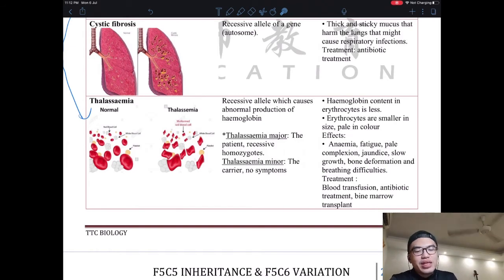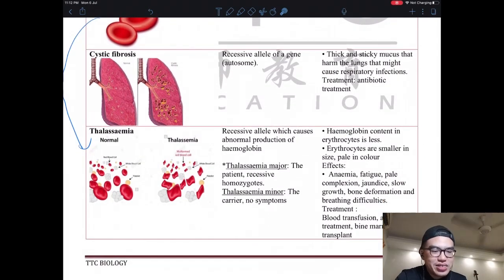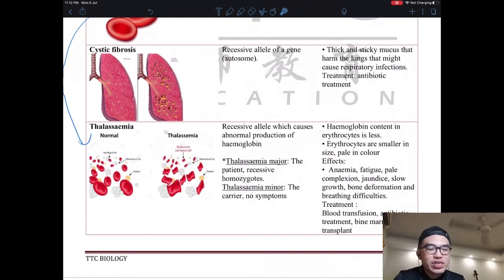Okay, so next, cystic fibrosis, a very rare but deadly disease. This is a disease where you have a recessive gene, and then your body produces excessive mucus, thick and sticky mucus. People with cystic fibrosis have a life expectancy of 35 years old.